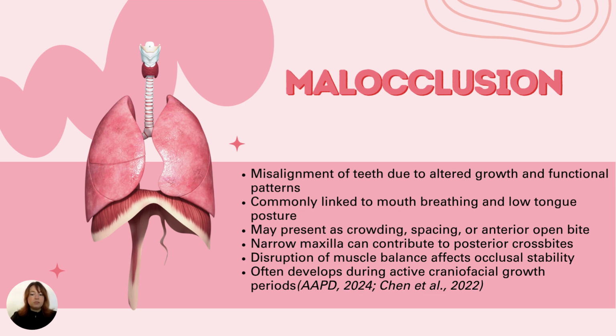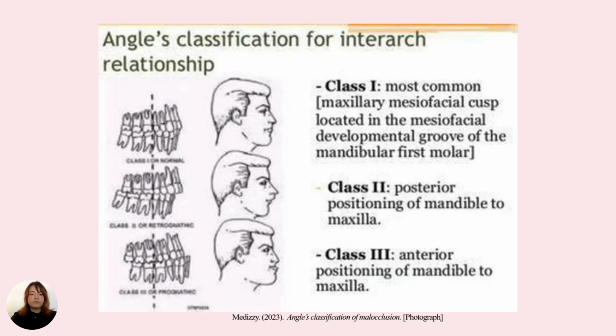Disruption of the muscle balance affects occlusal stability, and it also develops during the active craniofacial growth periods. So here is the Angle classification for occlusion. Class 1, which is normal and the most common, is when the maxillary mesiofacial cusp is located in the mesiofacial groove of the first mandibular molar.